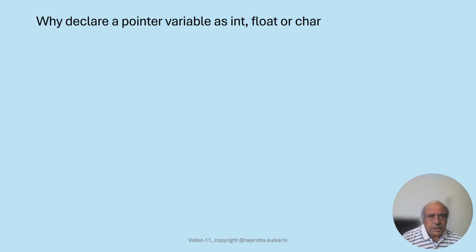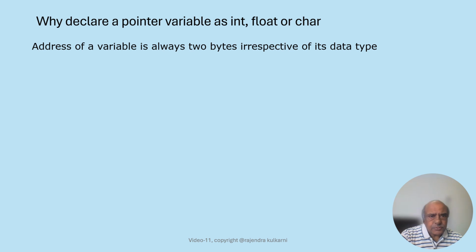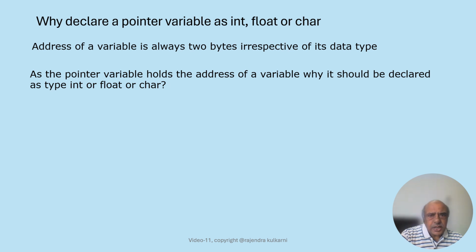The question is why we declare a pointer variable as int, float or char. What we have seen in the earlier slides is a pointer variable will always occupy 2 bytes in memory, whereas int, float and char variables occupy 2 bytes, 4 bytes and 1 byte in memory. So when we want to store a variable or a value in the memory, it is imperative that its data type must be declared first. But why for pointers? The address of a variable is always 2 bytes irrespective of its data type, and the pointer variable holds the address of a variable. Why should it be declared as type int or float or char?